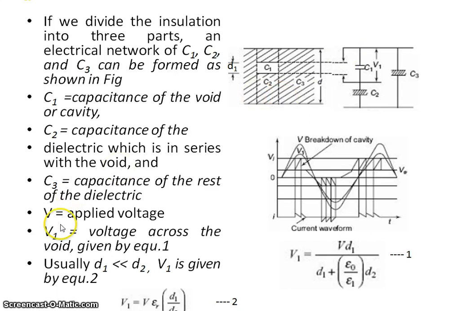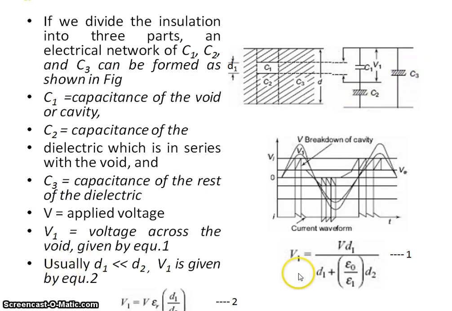Now V is the applied voltage, as we applied the voltage V. V1 is the voltage across the void. Voltage across the void is shown by the C1 capacitance. This part will be shown by the C2 capacitance, and this part will be shown by the equivalent C3 capacitance. So we have three capacitances: C1, C2 and C3. Suppose there is no void in the insulating material, only one capacitance is there. But because of the void, there is the capacitance between the electrode and the void, and from this terminal to the second electrode, another capacitance, and the whole capacitance is known as C3.